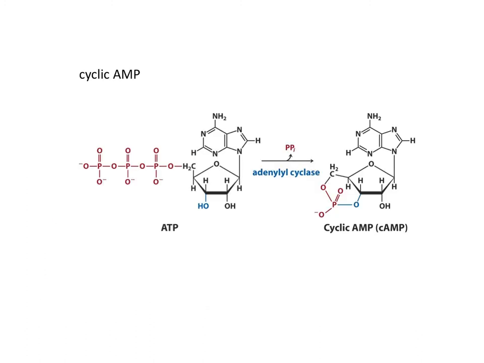This is the reaction that adenylate cyclase catalyzes. It takes an ATP and it cyclizes part of it. And that is cyclic AMP. I just wanted you to see it. And that's our second messenger for this pathway, the cyclic AMP. Some of you also call this cAMP. I'll always call it cyclic AMP or cAMP.